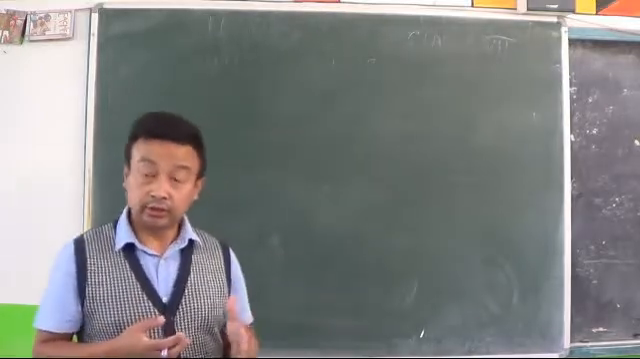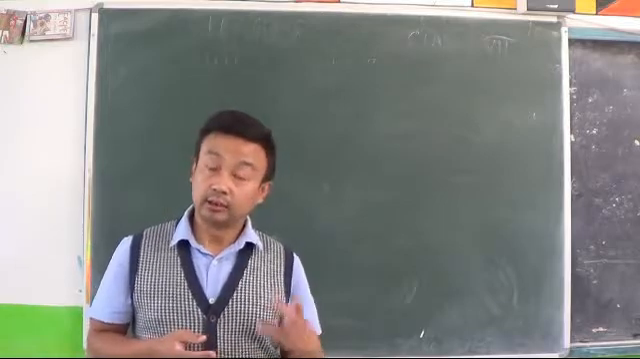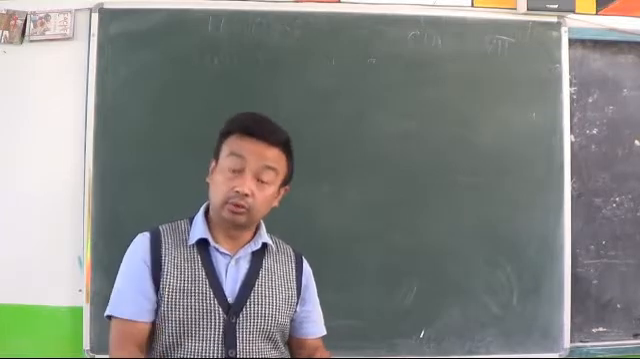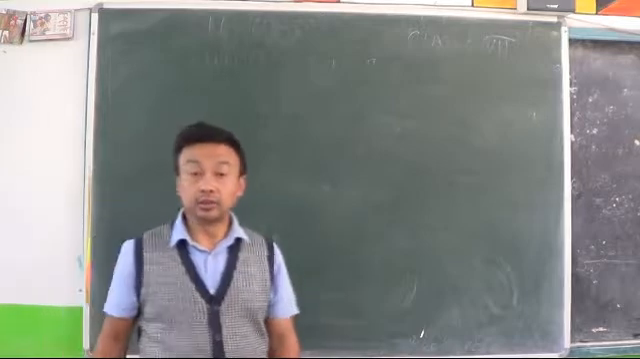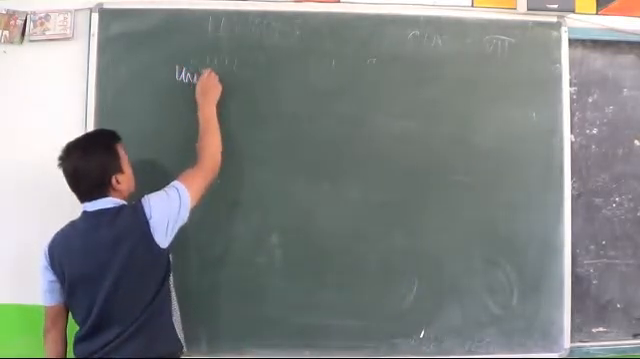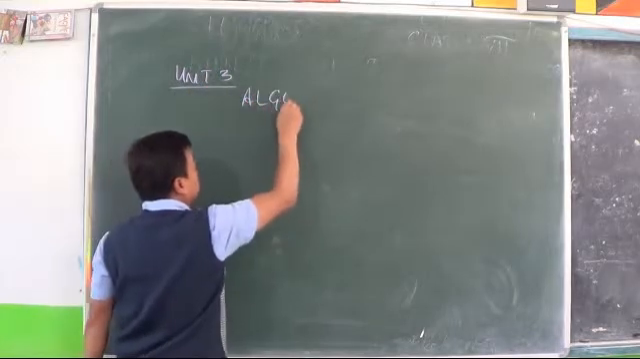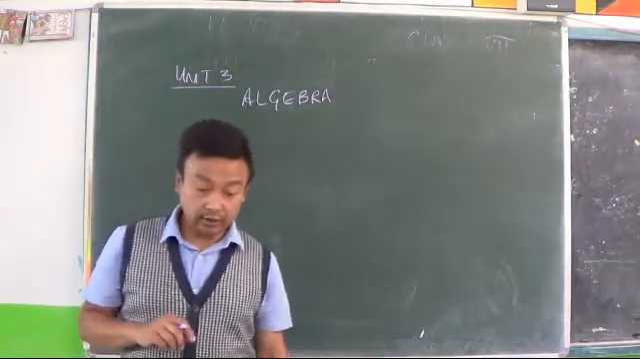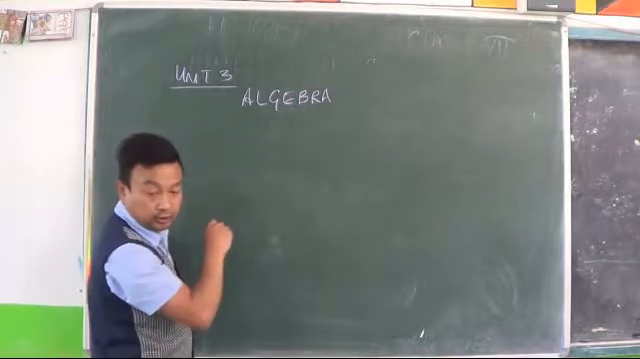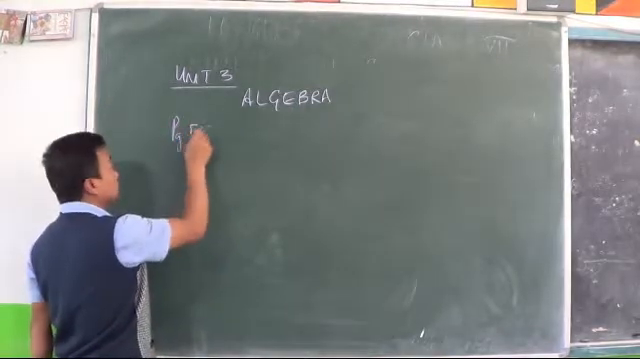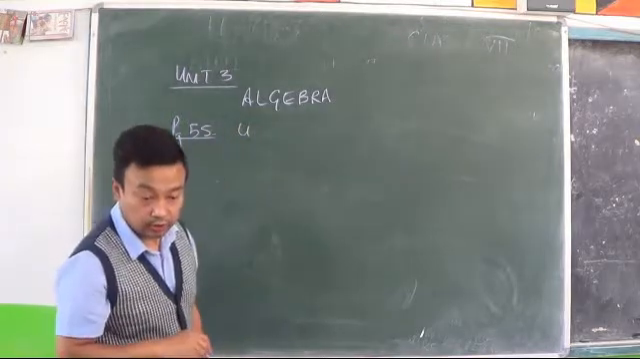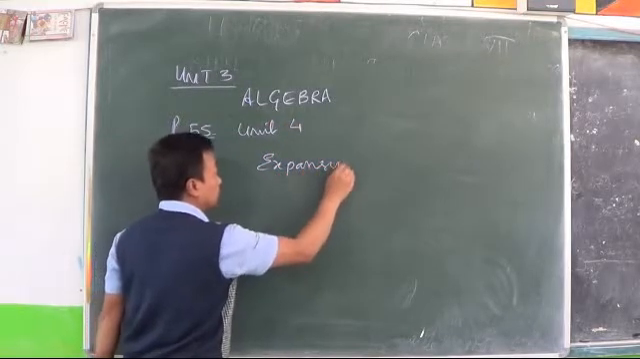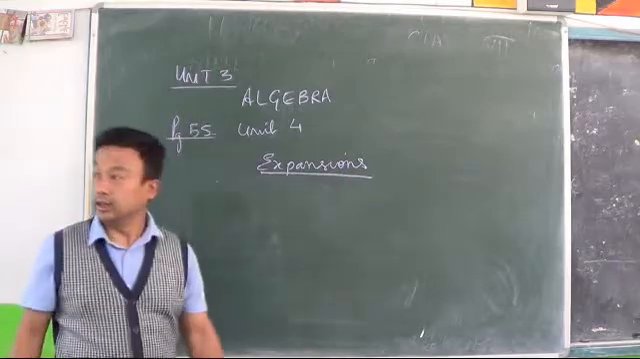In the section so far we have covered 2 sections, that is compound interest. In compound interest, 1 or 2 exercises are there, we will do them afterwards. Now we will be starting unit 3. It is algebra. And in algebra, the first chapter we have in the book, on page number 55, it is your unit 4, and you have expansions.